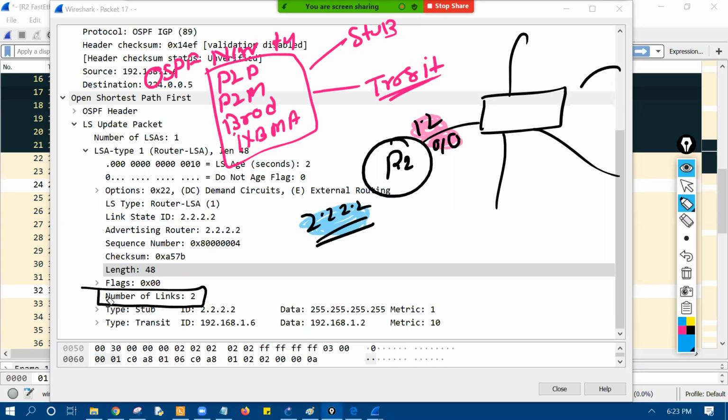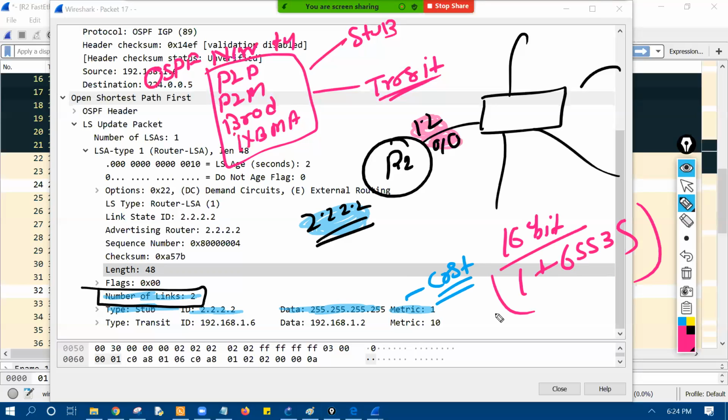So what he's saying: the number of links is 2, one is a stub, that's my loopback. And what is the subnet mask of this one? Single host. The metric of this is 1. This metric is known as the cost. By default, the cost size is 16-bit, and you can change this cost from 1 to 65535. And then he's saying one type is stub, another type is transit.